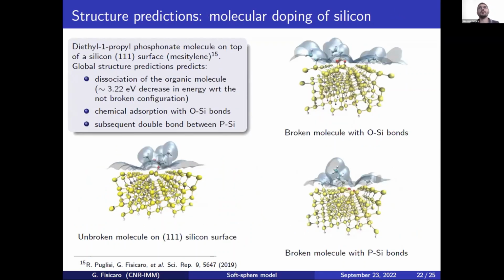Then we studied the molecular doping of silicon. Essentially, people try to dope the silicon by putting the silicon in contact with a solvent, mesitylene in this case. So in this case, we parameterized the soft sphere model with another solvent that is not water, it's mesitylene. And we studied the absorption process of this complex molecule on top of the surface and the full path from the absorption to the breaking of the molecule and the transfer of the phosphorus atoms to the substrate. Here we include in this way, thanks to the soft sphere model, the effect of the environment.